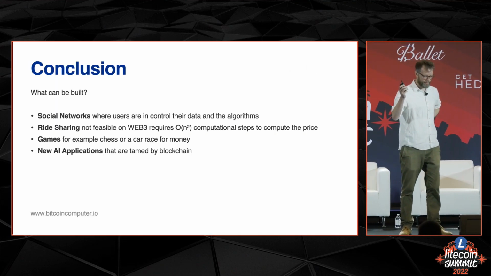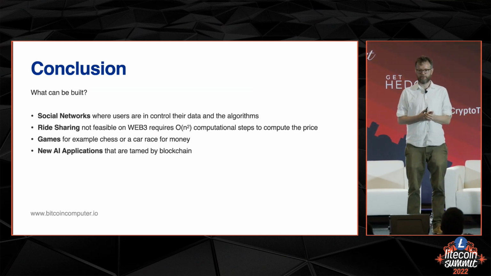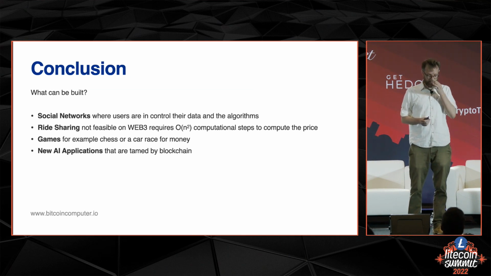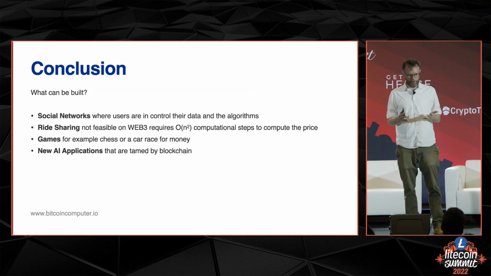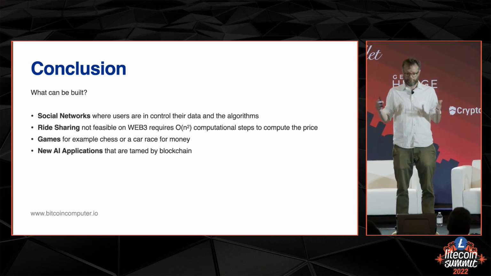Okay, so just one more slide in conclusion. What's new here is, I think for the first time, we can actually run all algorithms as smart contracts, right? And in my opinion, this opens up lots of new capabilities, new applications that can be built on Bitcoin that could never have been built before.